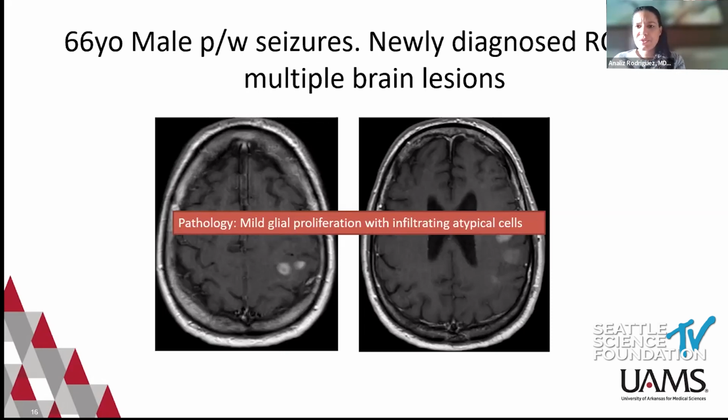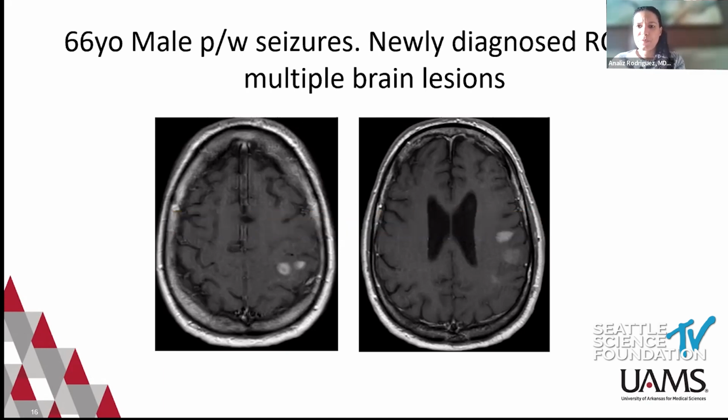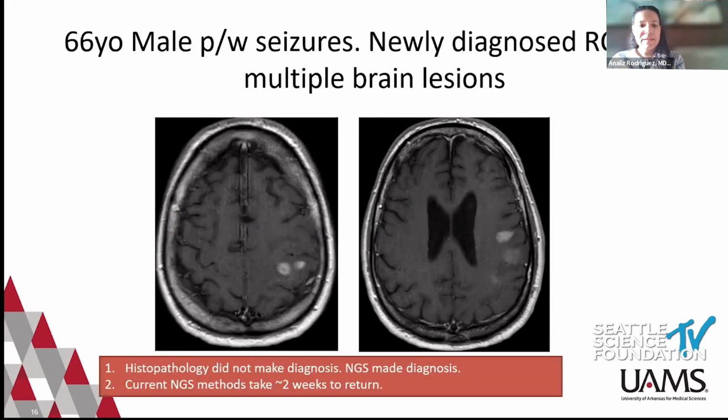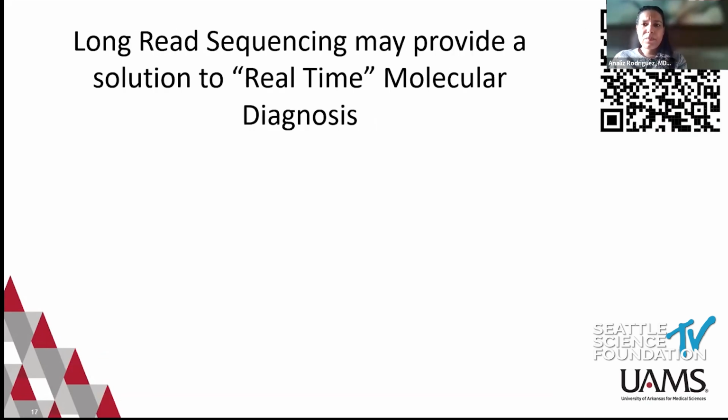However, we send next generation sequencing on all our patients. 2 weeks later, came back with a TERT promoter mutation. Then it got upgraded to GBM. So what does this show us? Histopathology did not make the diagnosis. Next generation sequencing did. And again, current standards of most next generation sequencing methods take about 2 weeks to come back. We think that that could be definitely an avenue to explore, to improve upon.